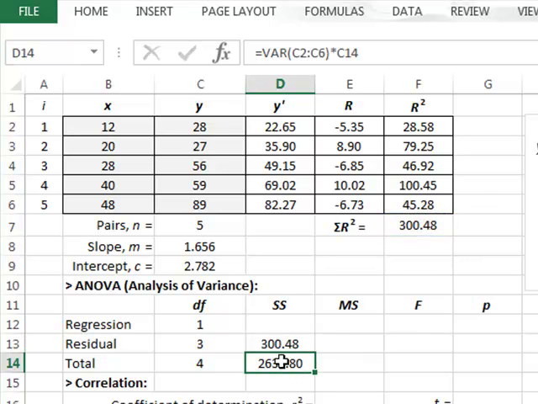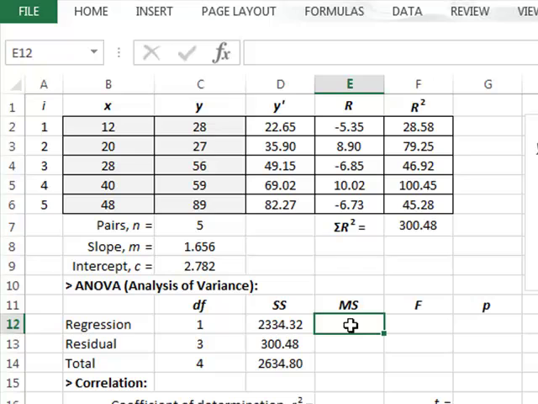And the difference between these sums of squares is the sums of squares related to the regression calculation, which will equal the total minus the residual sums of squares. And now the mean square values for both regression and residuals can be calculated by dividing the relevant sums of squares by the appropriate degrees of freedom and copying this formula down for the residuals.